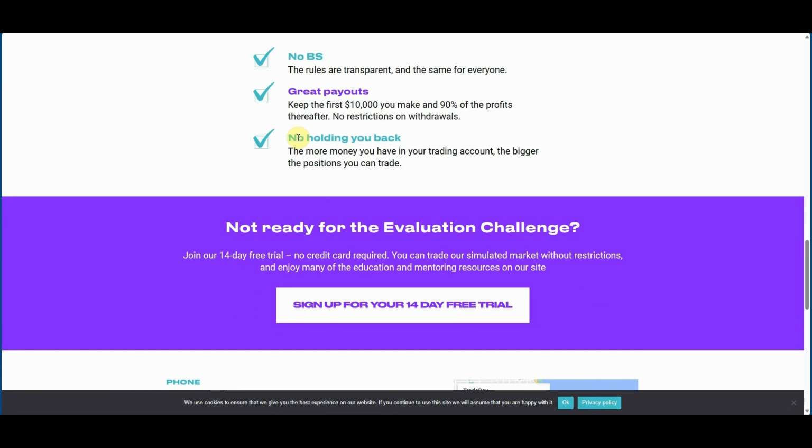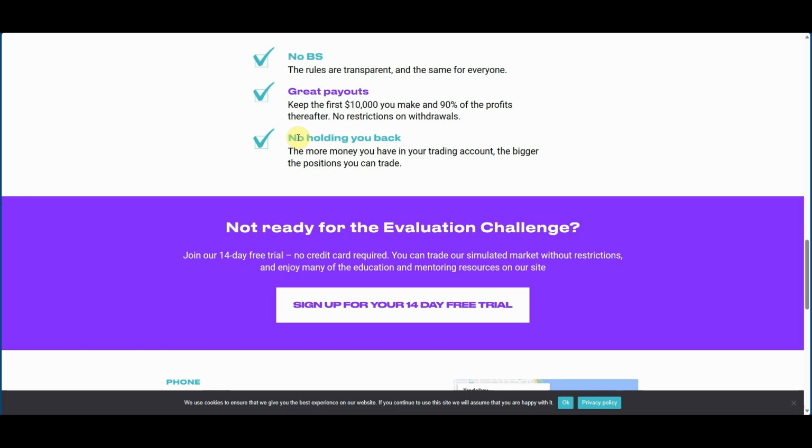The more money you have in your trading account, the bigger the positions you can trade. So as you scale up and you make more money, they do actually scale your ability to trade, giving you more volume that you can actually trade on pairs. So that's really helpful, that you're not stuck with that fixed account. Even if you're going really well, they're going to allow you to grow and scale with that company.